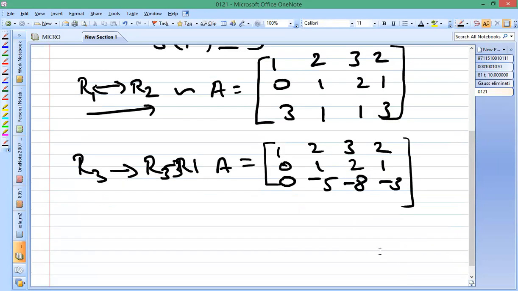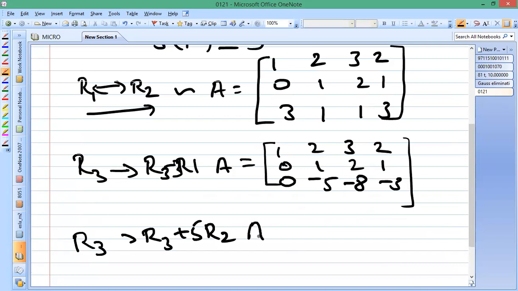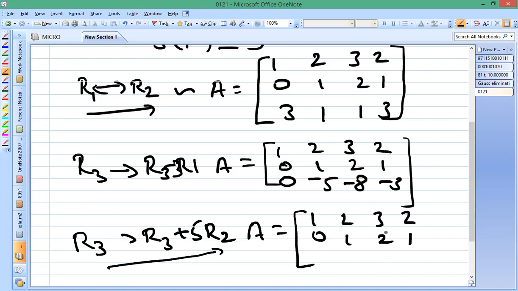And still we have not obtained 0. So again we have to perform the operation on row 3. So here R3 plus 5R2. What do we get? 1, 2, 3, 2 will be there. 0, 1, 2, 1. And what about R3 plus 5R2? Here it becomes 0. Minus 8 plus 5 into 2 is 10, so 10 minus 8 is 2. And here also minus 3 plus 5 is nothing but 2.